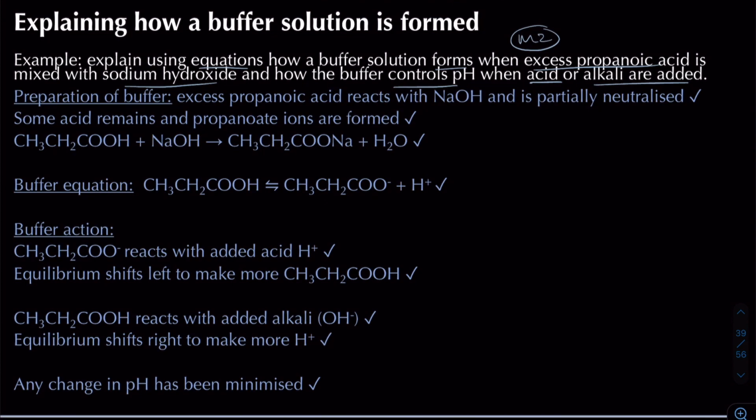Then you need to talk about what happens when you add acid. When you add acid, what's going to happen? The ethanoate ions are going to react with the added H plus, and so it's going to shift the equilibrium to the left. And then if you were to add in alkali, the OH minus ions are going to react with the acid right over here, and that's going to shift the equilibrium to the right to make more of this substance over here. And so in that case we can say that any change in pH is going to be minimized.